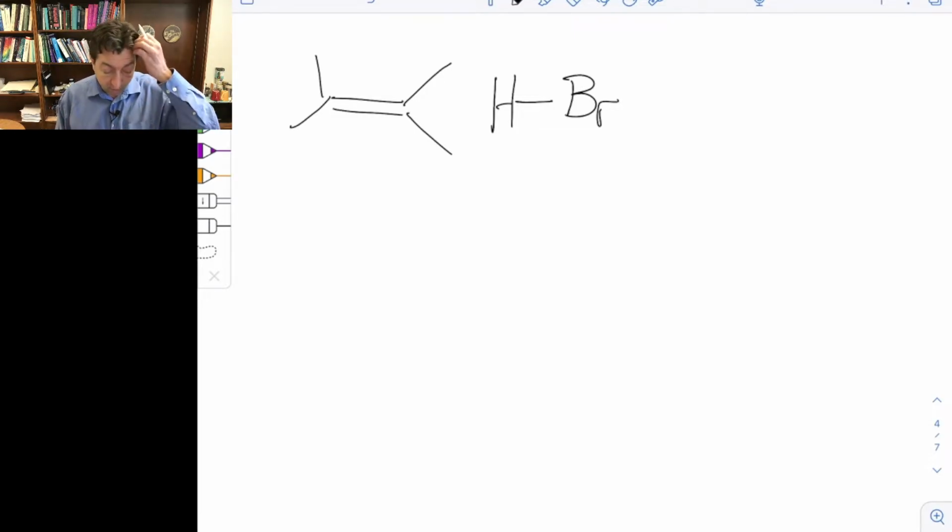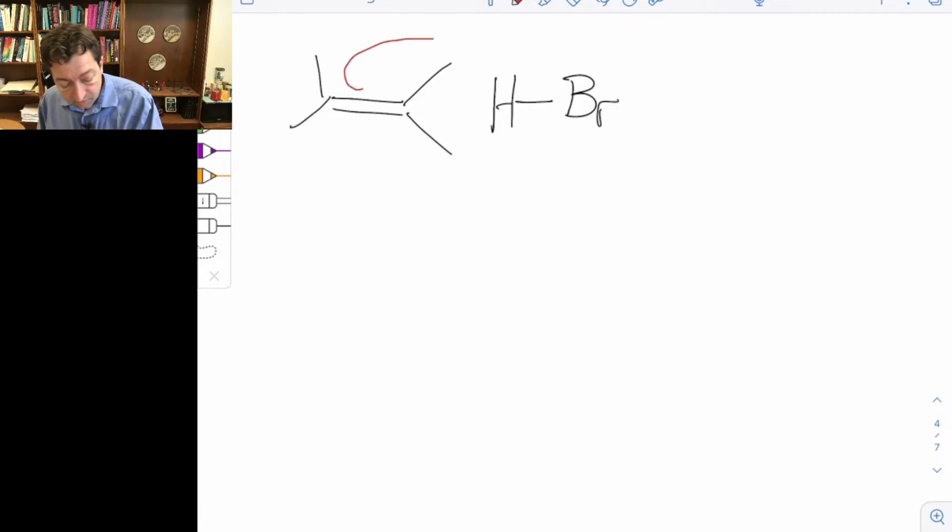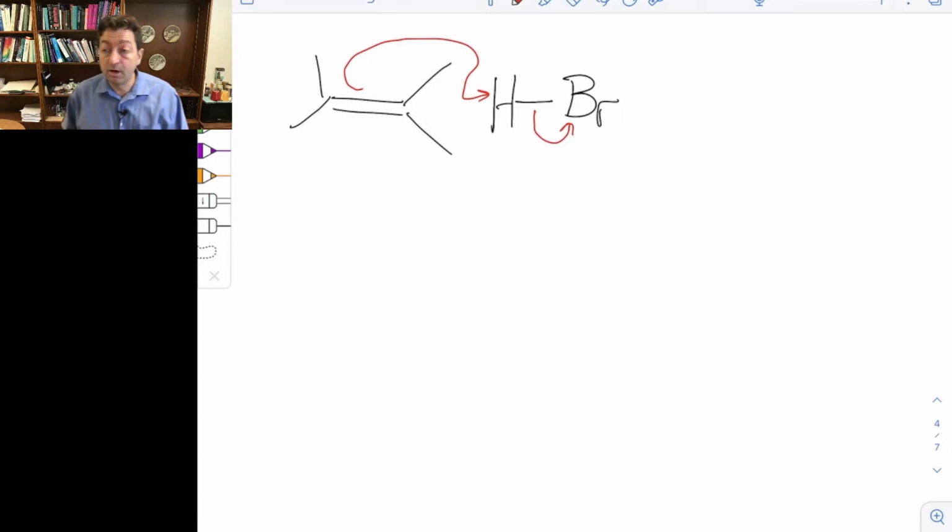So hydrobromic acid, instead of hydrochloric acid, hydrobromic acid, again, an exceptionally strong acid, a pKa of about -9 or so. And we can imagine the two electrons in that double bond attacking the proton on that HBr and kicking the electrons onto the bromine atom itself.